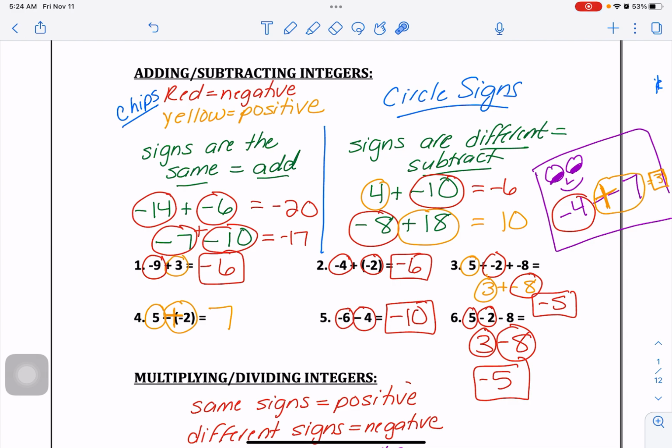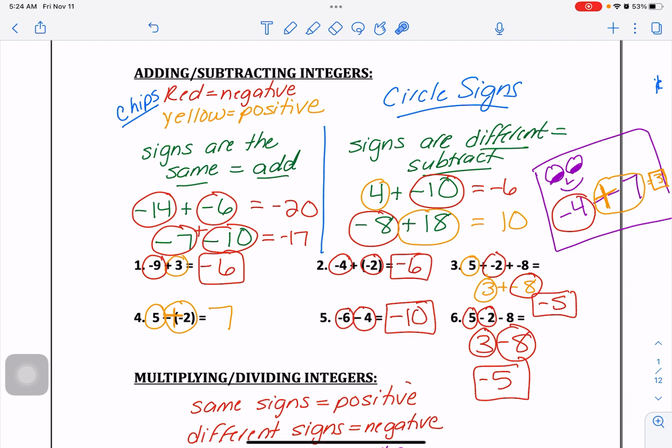And remember, we came up with two rules for adding and subtracting. If the signs are the same, then you add the numbers together. Whereas if the signs are different, then you subtract the numbers. So for example here, if I have a negative 4 plus a negative 6, all my chips are the same color, so I add them up and they're all red, so it's a negative 20.